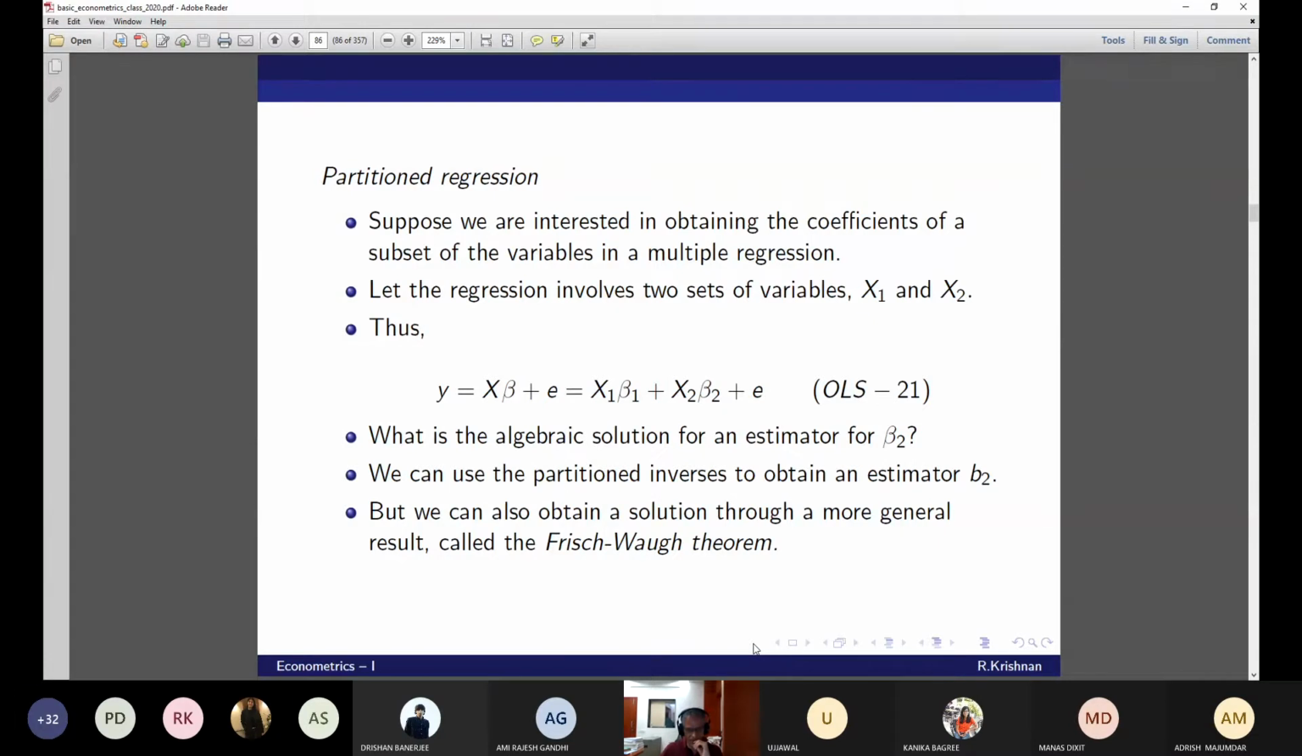Have you heard of this term partitioned inverses? No, sir. They're very complicated. Okay, so we can use the partitioned inverses to obtain an estimator b2 for beta 2. But we'll obtain the same solution through a more general result called the Frisch-Waugh theorem.